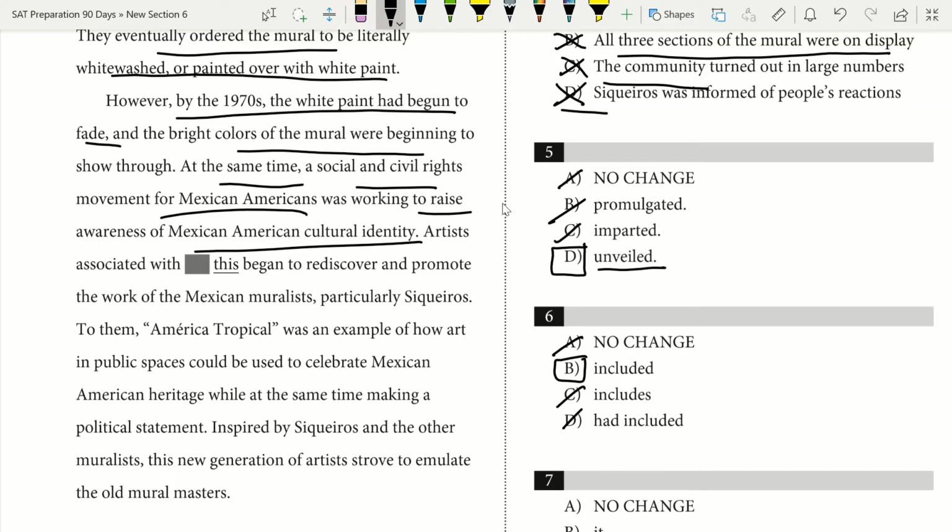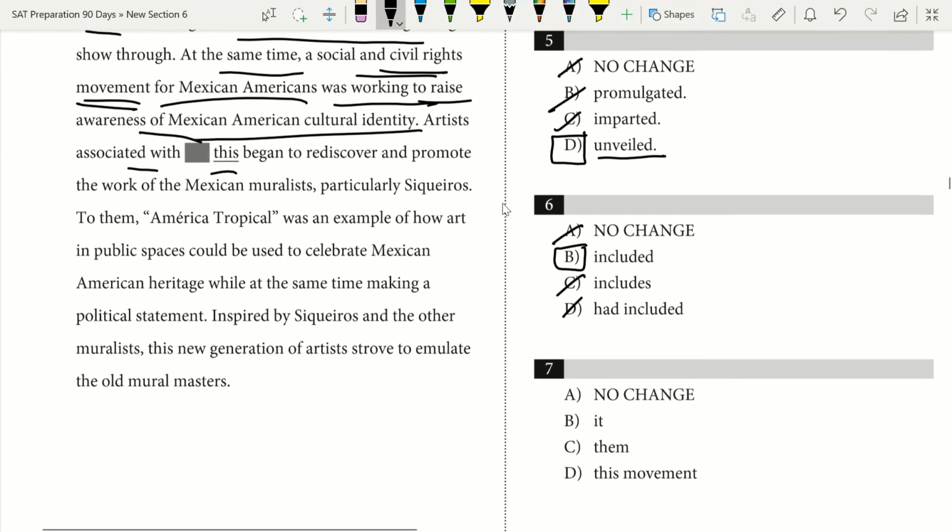Artists associated with this, well, that's going to have to be that movement, okay? We're talking about the association that these artists have with this movement, right? This movement for Mexican Americans to raise their awareness of their Mexican American cultural identity. So that's the civil rights movement. Okay, so associated with, it's got to be this movement. Let's take a look. We see that that is our option D, so D will be our correct answer there.